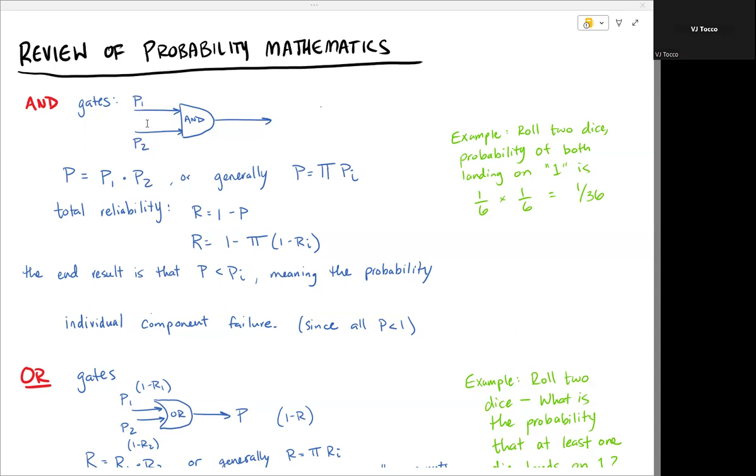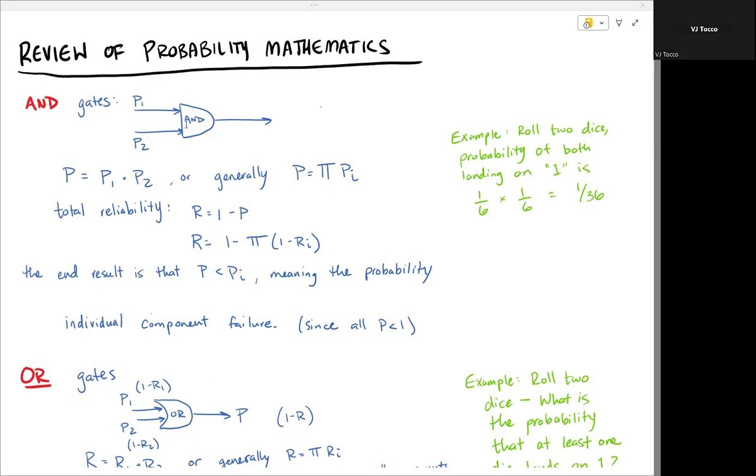But this is not a logic class, right? So we're going to make a simplifying assumption to be able to solve problems or to get some tractable answers. So P, by the example, is the probability of that event occurring.